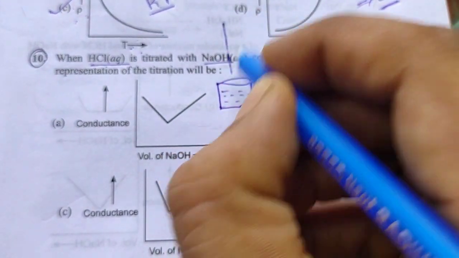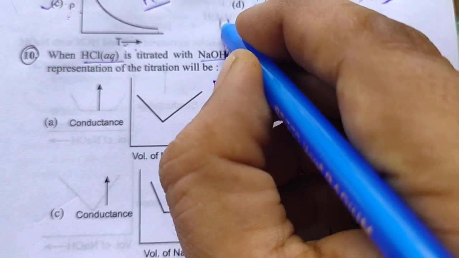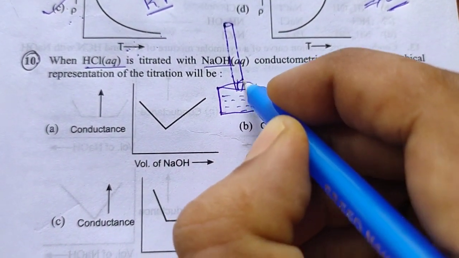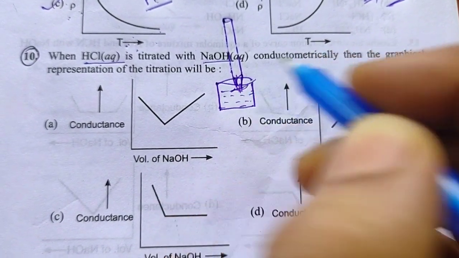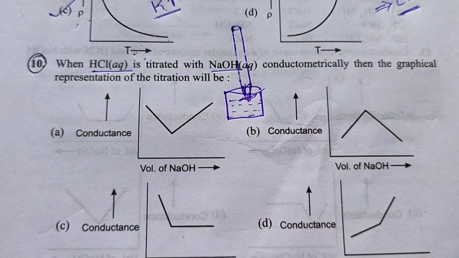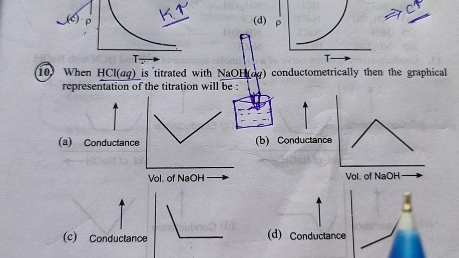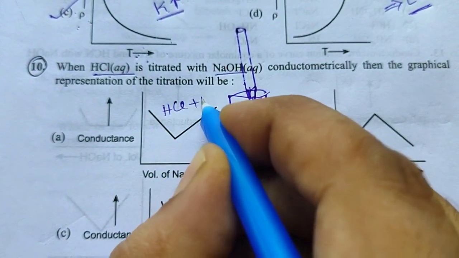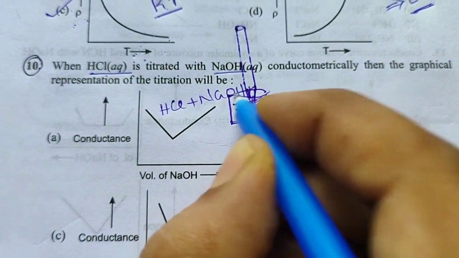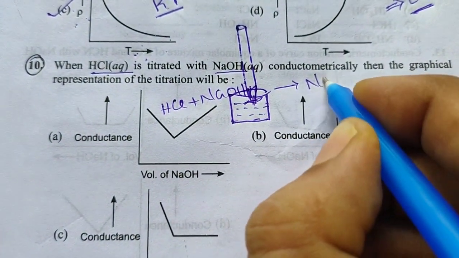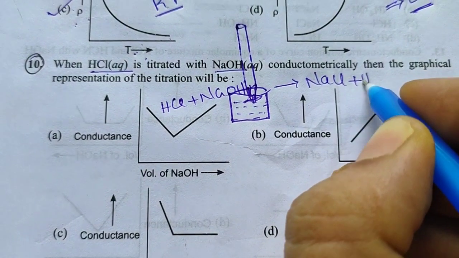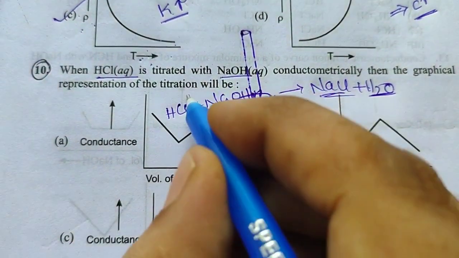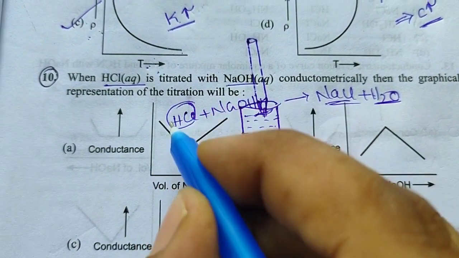In the burette, NaOH solution is added to the solution. The conductance of HCl decreases. Why? Because HCl reacts with NaOH to form NaCl plus water. NaCl and water conductance are less than HCl conductance, that's why it decreases.